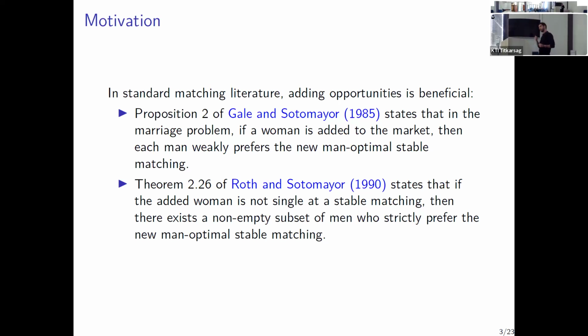The intuition behind this result is that by adding a woman, each man has more potential partners and faces less competition for a given one. That's why we have a welfare improvement. I also mention a second result, by Roth and Sotomayor, that states that if the added woman is not single at any stable matching, then some men strictly prefer the new man-optimal matching.